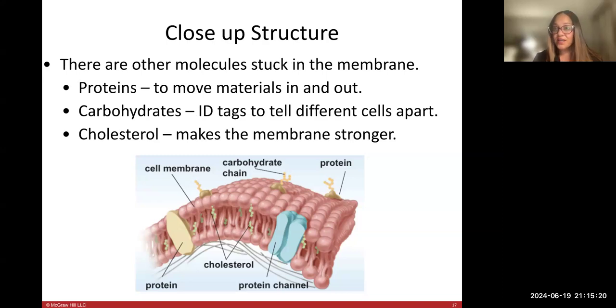There are proteins stuck in the plasma membrane in between all of the phospholipids. This is for transport, to move materials in and out. There are carbohydrates. Carbohydrates are like the ID tags to tell different cells apart. Our brain cells have different ID tags than our stomach cells, than our liver cells, our heart cells. And then there's cholesterol that's weaved through like yarn, which makes the membrane stronger.